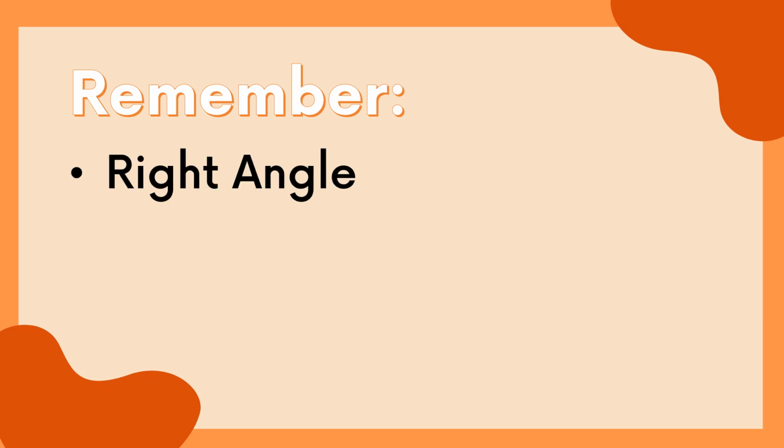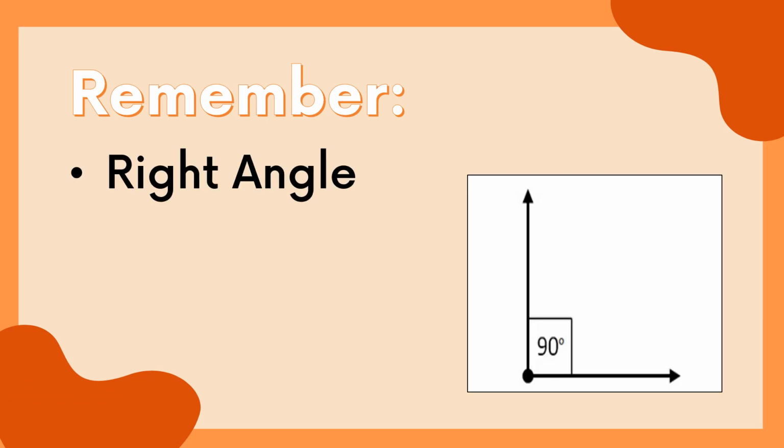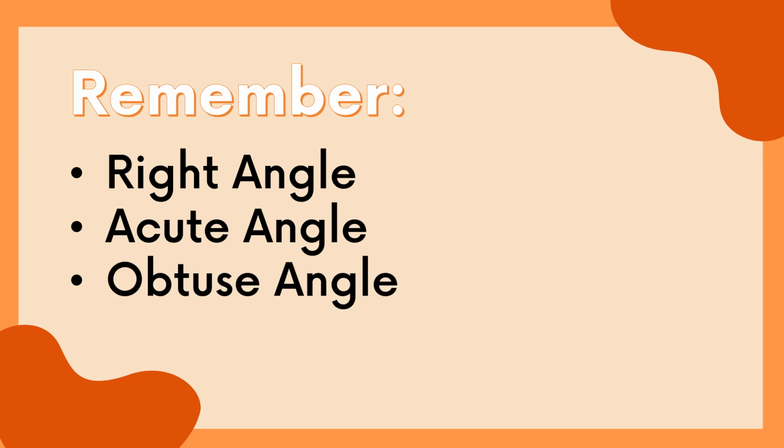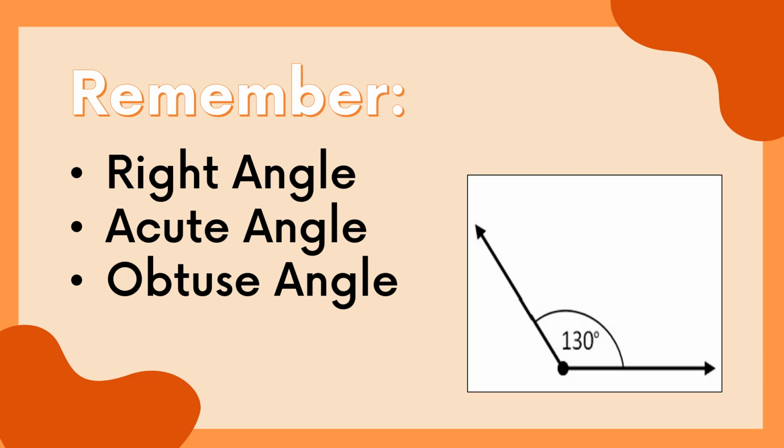Remember, right angle is an angle that measures exactly 90 degrees. Acute angle is an angle that measures less than 90 degrees. Like in the picture, 54 degrees is less than 90 degrees, so this angle is considered as an acute angle. The next one is an obtuse angle. An obtuse angle measures more than 90 degrees but less than 180 degrees. Like in the example, 130 degrees is an example of an obtuse angle.